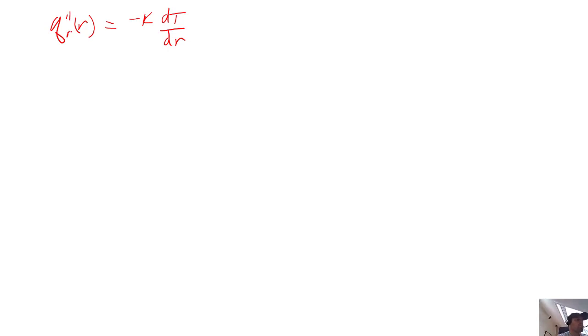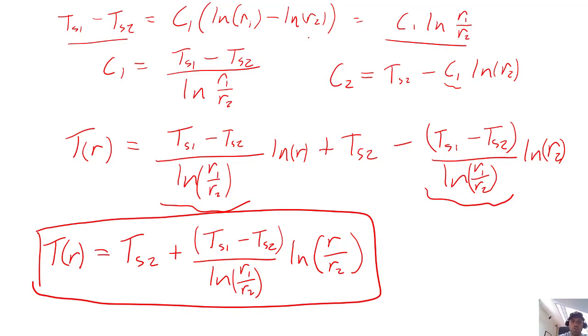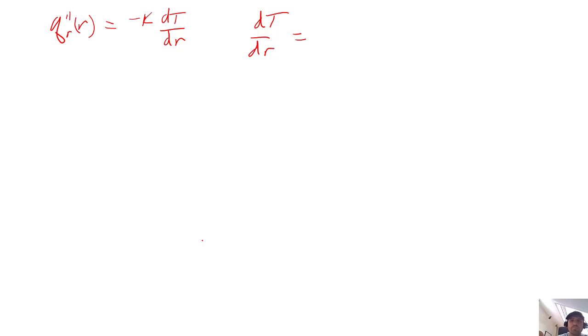So first, we would go back and differentiate our temperature profile that we just derived. So dT/dr, in this case, the derivative of TS2 with respect to R is just 0. The derivative of a natural log is going to be 1 over R, so it's 1 over R multiplied by this pre-multiplication term. So that derivative is just TS1 minus TS2 divided by R times the natural log of R1 over R2.